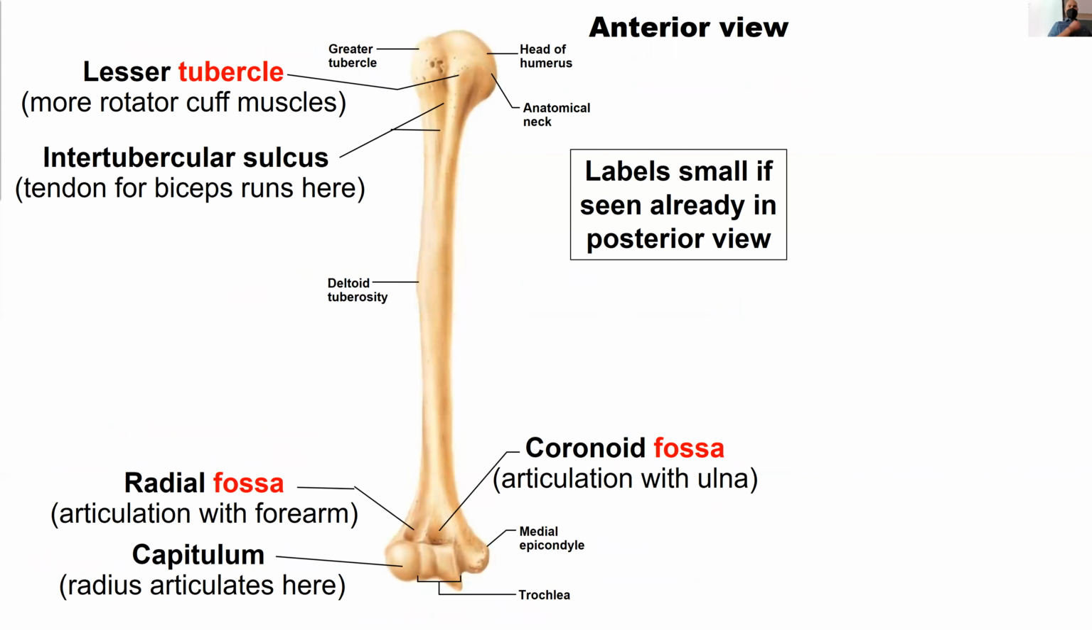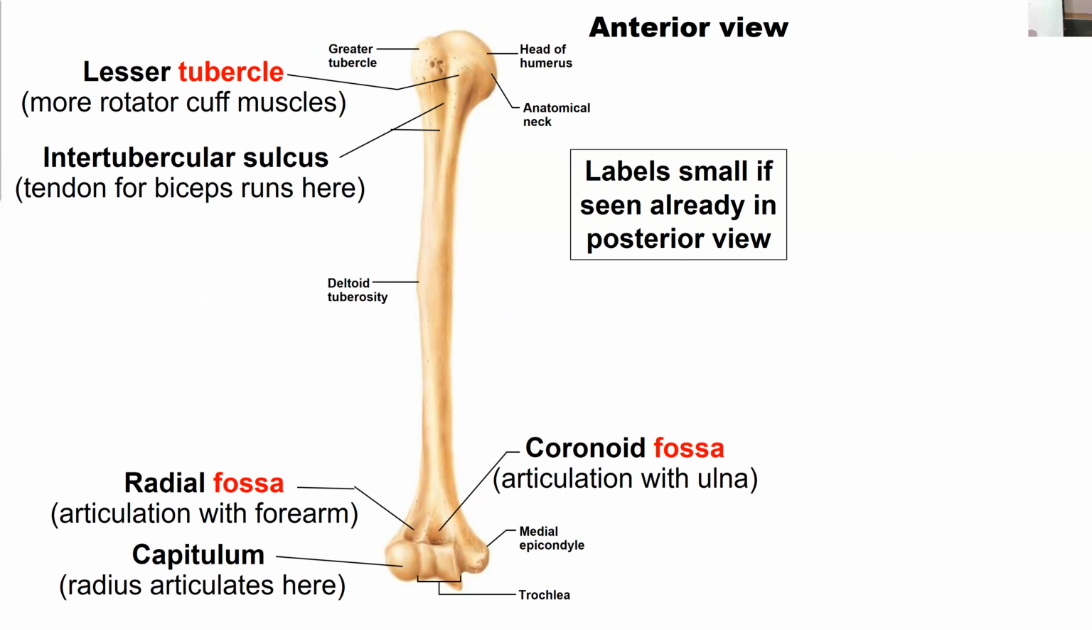And then looking at it from the anterior view, you've got the lesser tubercle, and you have the intertubercular sulcus. That is where a tendon for your biceps runs, between the greater and lesser tubercle. We then have the coronoid fossa and the radial fossa, where we have the articulations with the ulna and the radius. And then we have the capitulum, which is this circular part here that articulates with the radius. So lots to know on your humerus.